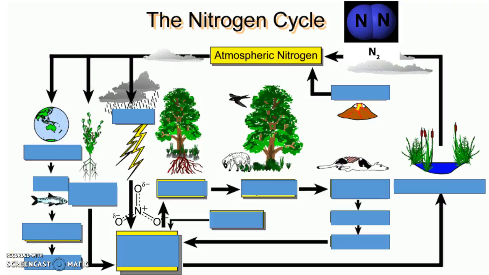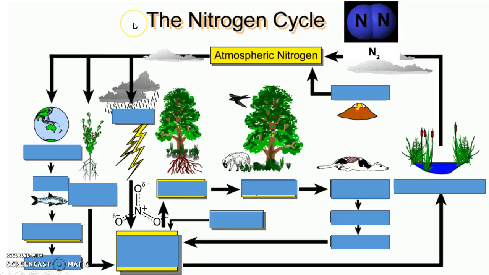All right, let's explore the nitrogen cycle. So, if you remember, 78% of our atmosphere contains nitrogen. But we can't use the nitrogen that's in the atmosphere. The nitrogen in the atmosphere is in the form you see flashing, right? It's two nitrogens joined together.